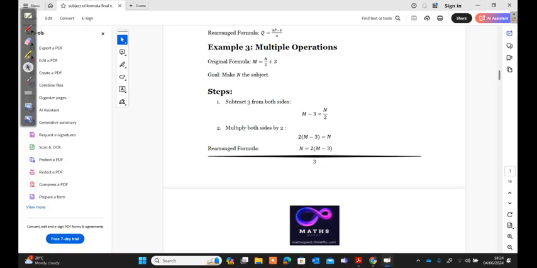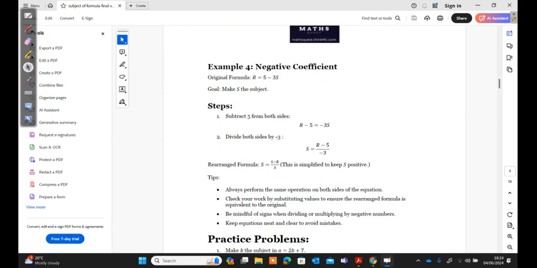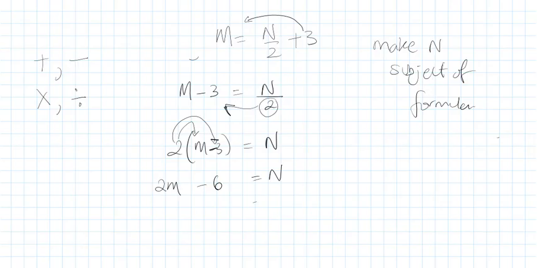Okay, so we can keep it in factorized form, or we can actually expand it. Okay, and there's a fourth example here, the final one, whereby you have a negative coefficient. So let's try this one also. So r is equal to 5 minus 3s. Let me try that on the board. So r is equal to 5 minus 3s. So we would move the 5 first. It becomes -5 when it goes to the left, and what's left on the right hand side is -3s.